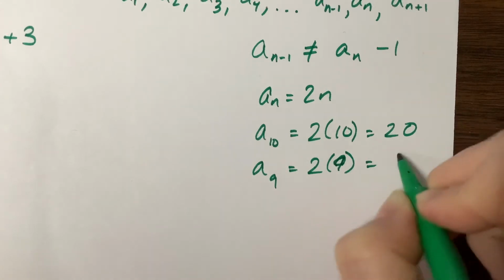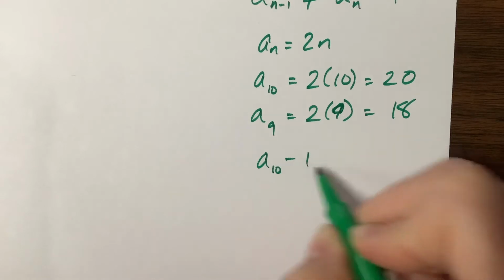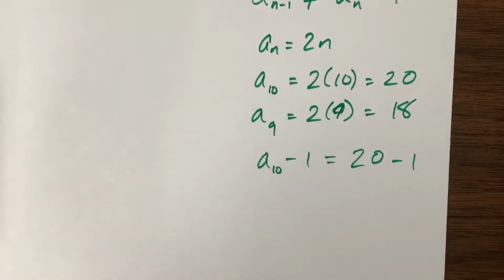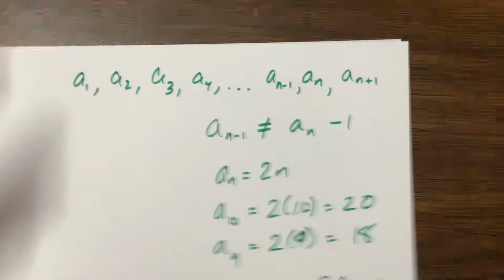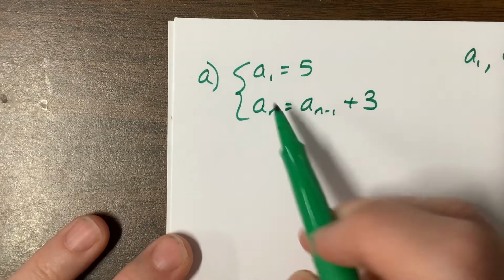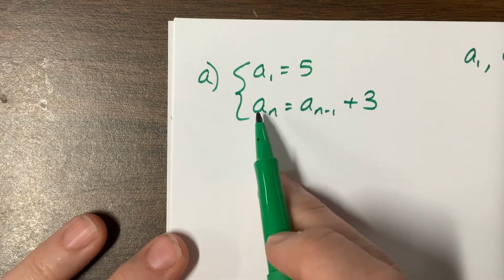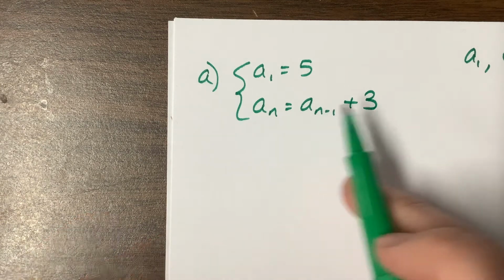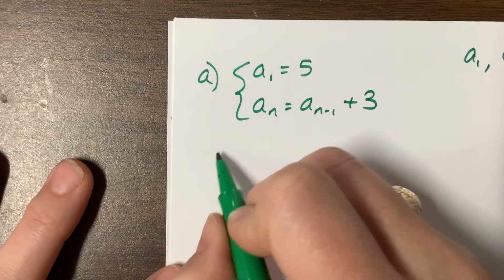That's a funny looking 9, which is 18. But if I said a sub 10 minus 1, that would be a sub 10 minus 1 is 19, not 18. Anyway, just be careful with your notation. So what this is saying, coming back here, is they tell us the first term, and then they say that for the nth term, you go to the term right before it, the n minus 1th term, and you add 3.